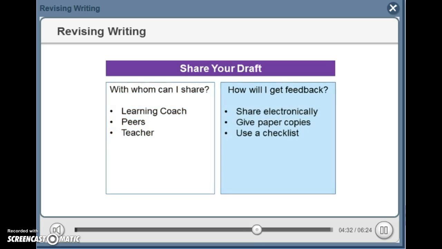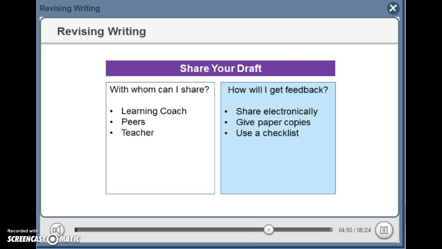How writers get feedback when it's time to revise their drafts often depends on how they share their work. Writers can share their work electronically by emailing drafts to readers or posting their drafts to online bulletin boards. Or they can share their work by giving paper copies of their drafts to readers.